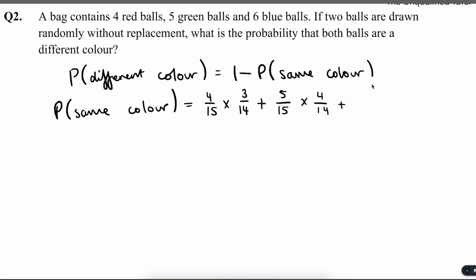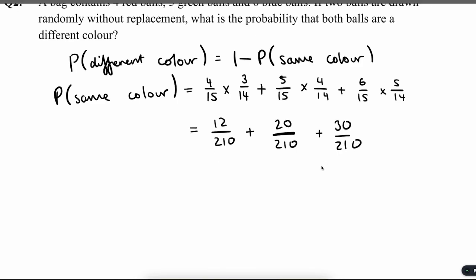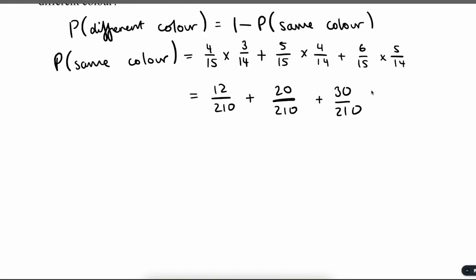And then there's 6 blue balls, so the probability that both of them are blue is 6 over 15 times 5 over 14. 15 times 14 can be worked out if we do 10 by 14, which is 140, and then 5 by 14 is 70, so 140 add 70 is 210. So that's going to be 12 over 210 plus 20 over 210 plus 30 over 210, and then 12 add 20 add 30 is 62 over 210.